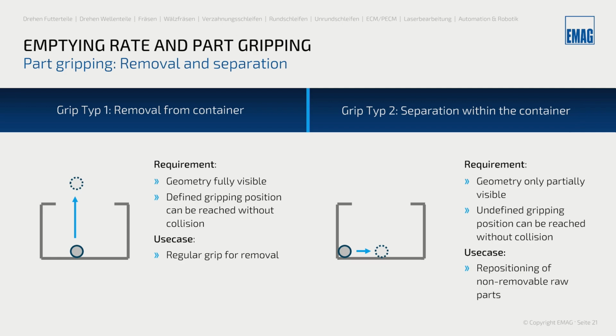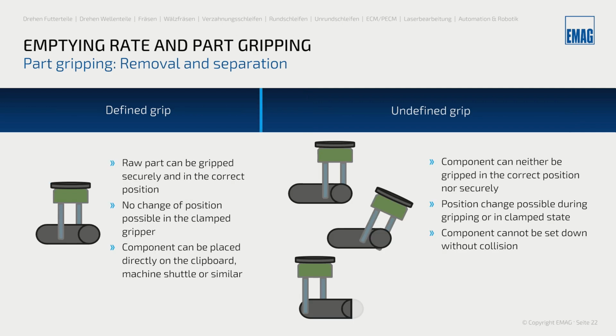Now, what is a defined and what is an undefined gripping position, you may ask? Let's have a closer look. First of all, the defined grip. If the raw part can be gripped securely and in correct position, and I do not have any chance that the position of the raw part in clamped situation will change, I can take the part out of the container and feed it right into the machine shuttle or buffer system.